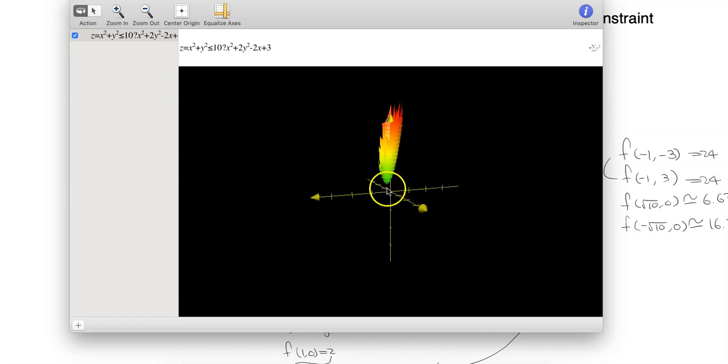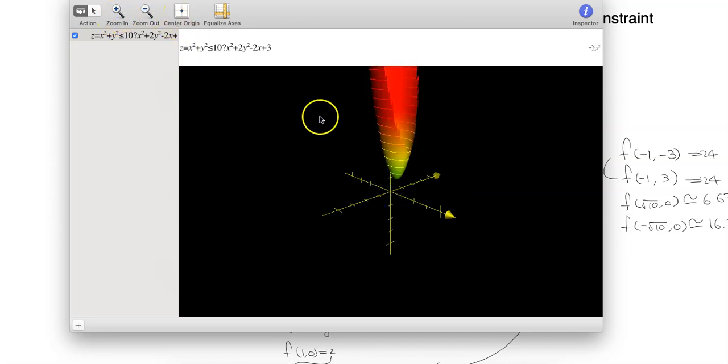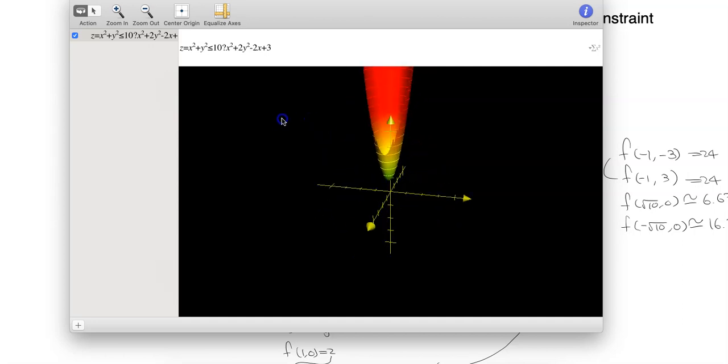The minimum is right there. That's not going to be very hard to find. The maximum is a little bit more complicated because you can see the parabola has been sliced somehow, and the graph is not great. It doesn't show the boundary very well.